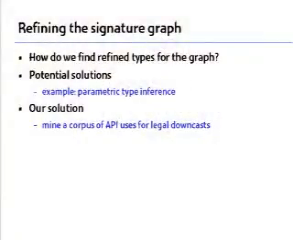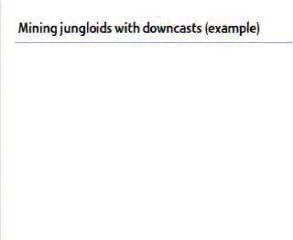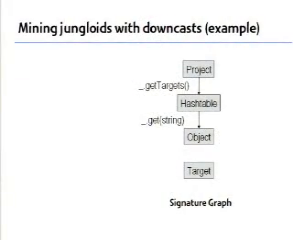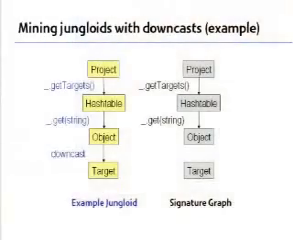I don't know of any work that would actually do it. So just quickly, the solution is to look at the corpus of client code over the API, and extend the graph that we obtain from signatures with these snippets. We call them example jungloids.